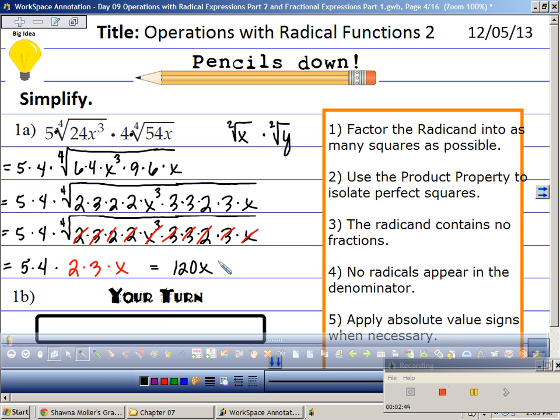How'd you guys do it? I just heard 3 different ways. That's the beauty of it. I didn't hear the way I do it. I did 5 times 2 is 10. 4 times 3 is 12. 12 times 10 is 120.